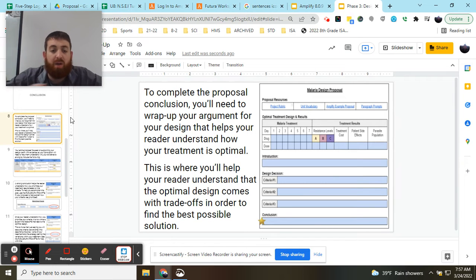This is where you're going to help your reader understand that the optimal design comes with trade-offs in order to find the best solution. We know that it's impossible to find the perfect treatment. This is where you need to explain to your reader why it's okay to have a little bit higher cost if it means a little bit lower resistance, or why it's okay to have higher side effects if it means a lower overall cost. So let's go ahead and take a look.